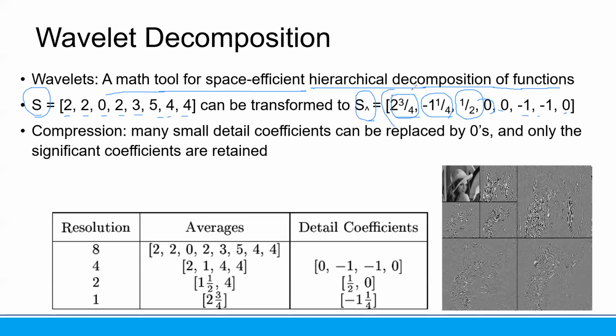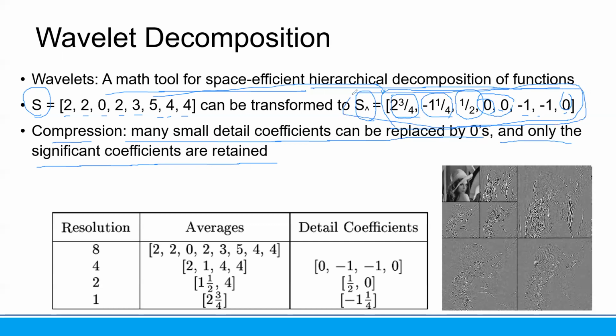With this kind of coefficient, we can later convert these numbers into smaller numbers. The word compression means that many small detail coefficients can be replaced by 0, and only the significant coefficients are retained. For example, here some coefficients are 0, so when we calculate the values with these coefficients, we can reduce the size.